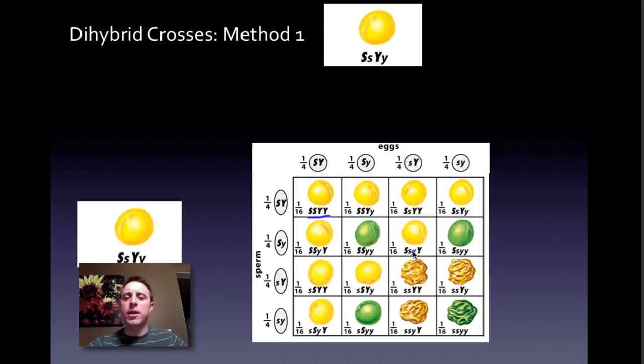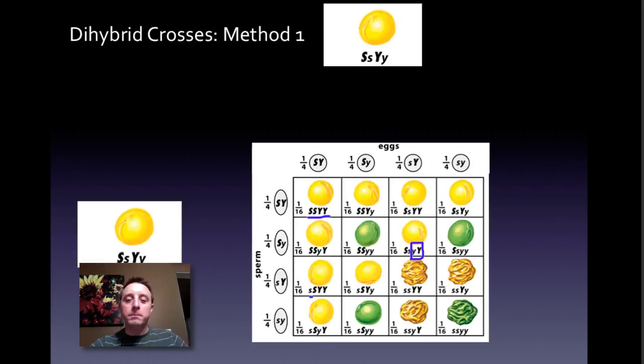And we usually try to write, they kind of have it wrong actually right here. We usually like to keep the capital letter, the dominant allele, in front before the lowercase recessive one. They made a few other mistakes here, so I don't really like this.